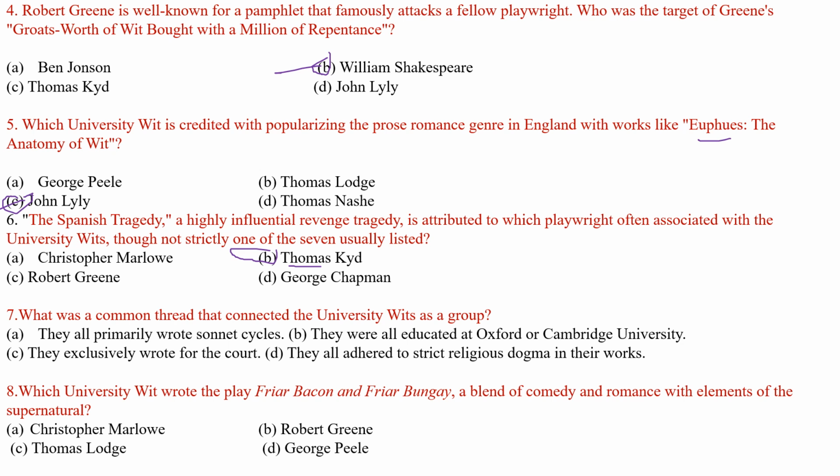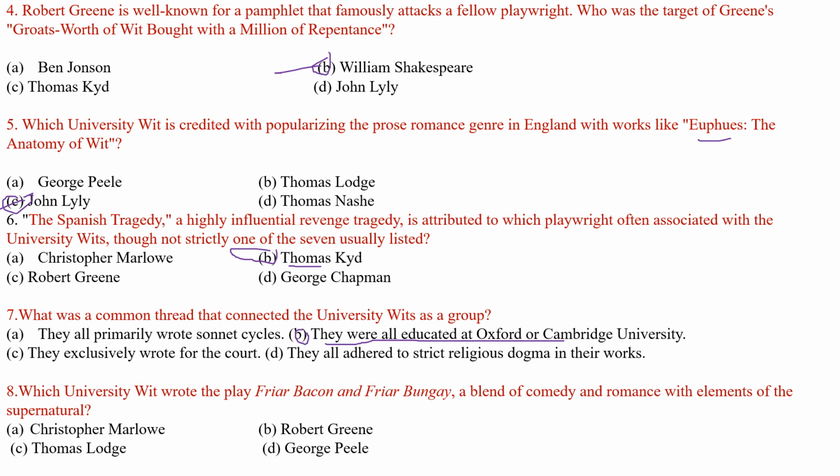Question 7. What was a common thread that connected the University Wits as a group? The common thread was that they were all educated. This is the correct answer. They were all educated at Oxford or Cambridge University. So that's why they were called University Wits: Oxford University Wits and Cambridge University Wits.